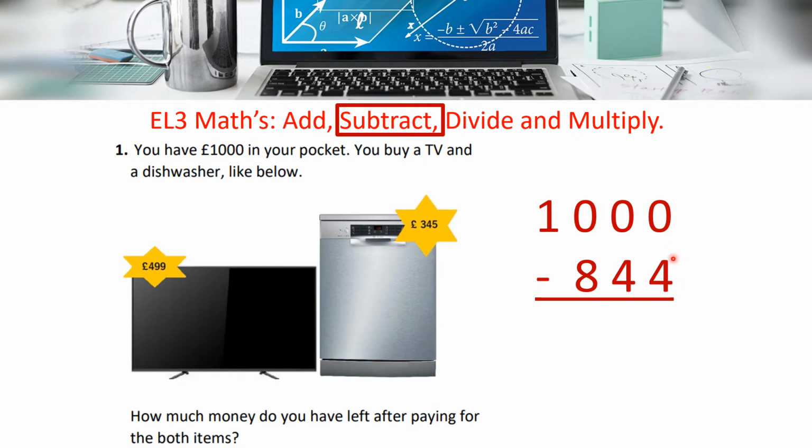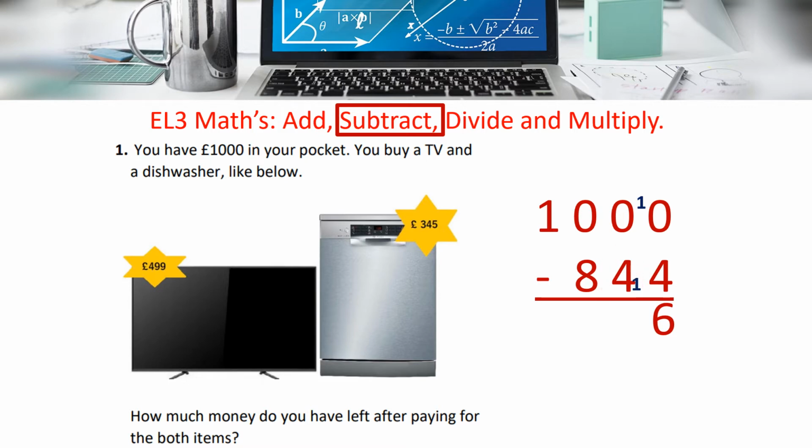Again, you start from the right hand side and work your way to the left. So 4 away from 0 doesn't go. So we borrow 1 from the next column and we put it up top, and that 0 now becomes a 10. So 4 away from 10 is 6. And because we borrowed that 1 up here, we have to put it back. And when you put it back, that 4 becomes a 5.